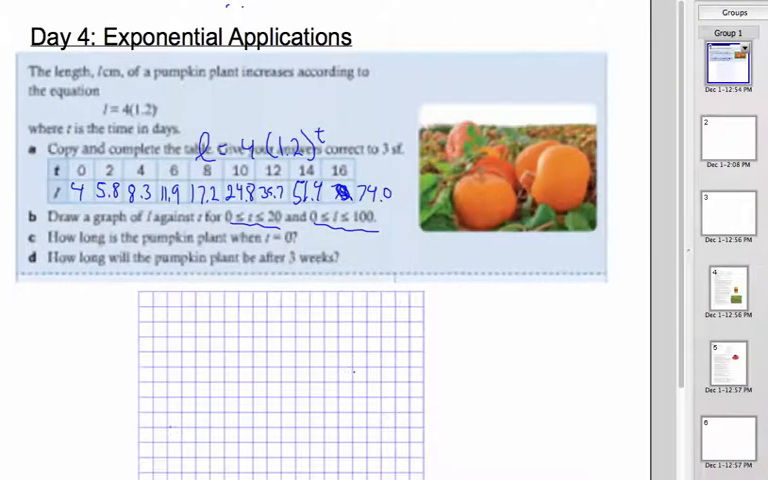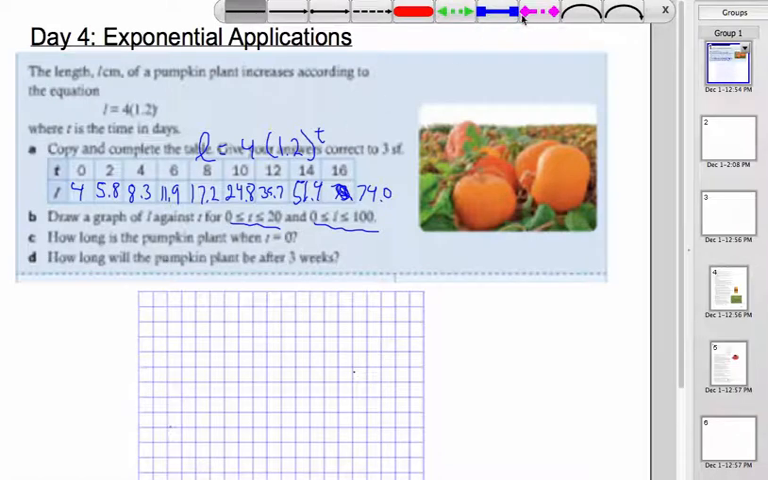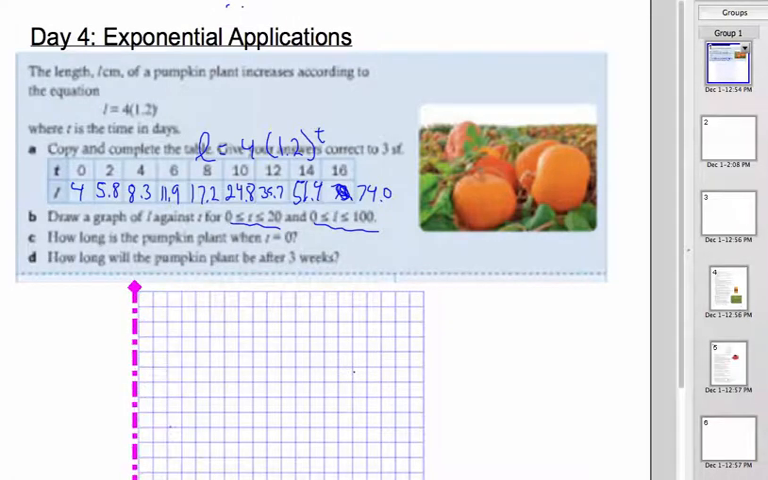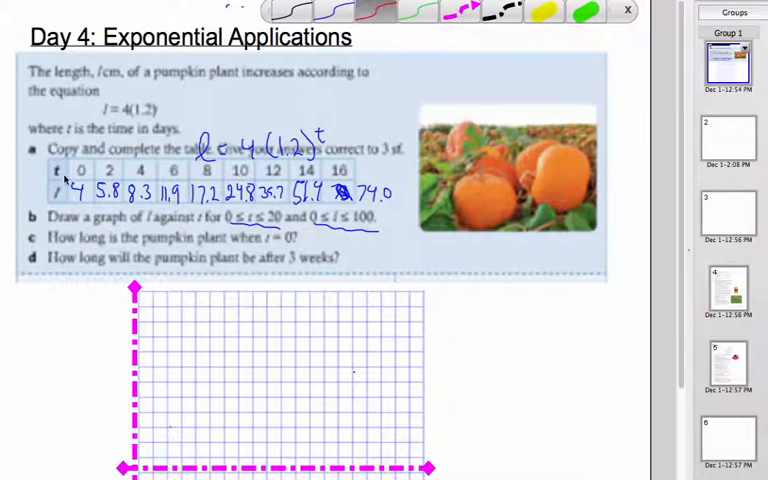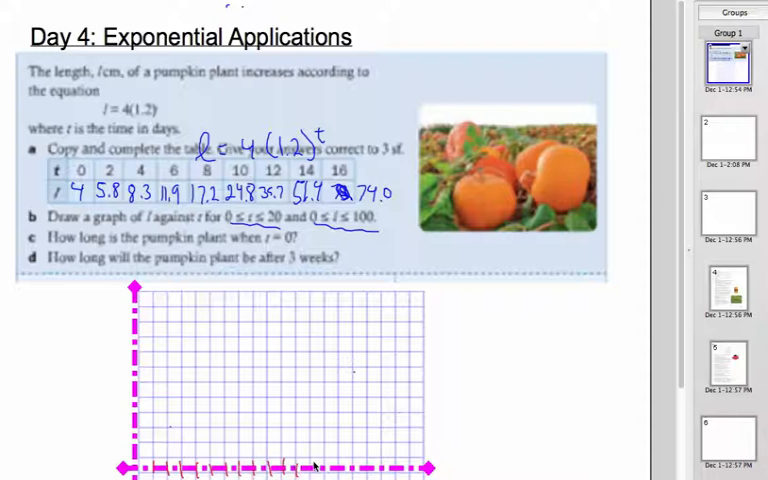Okay, so now we're going to graph these coordinates. I'm going to set up some axes. We don't have any negative values, so I'm going to set it up like this, and perhaps use red. My x values, or in this case t, are going to go up to 16. So I'll go 1, 2, 3, 4, 5, 6, 7, 8, 9, 10, 11, 12, 13, 14, 15, 16. You can label your axis down here. This is time in days. And over here we're going to have length in centimeters.